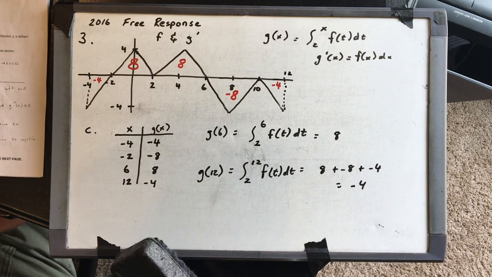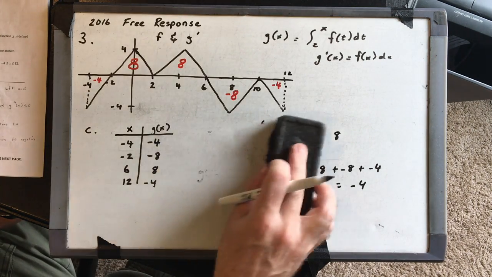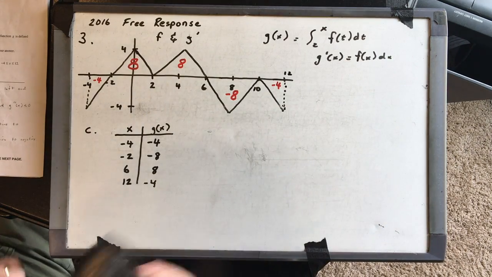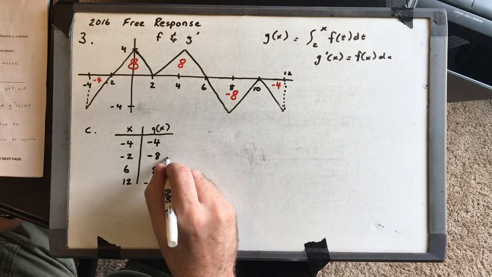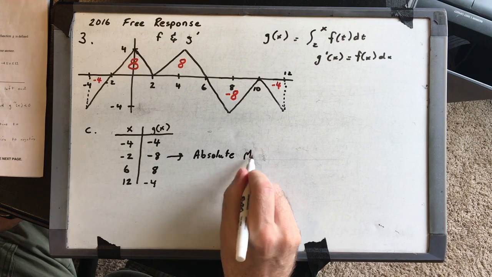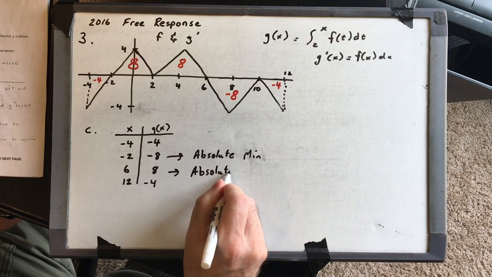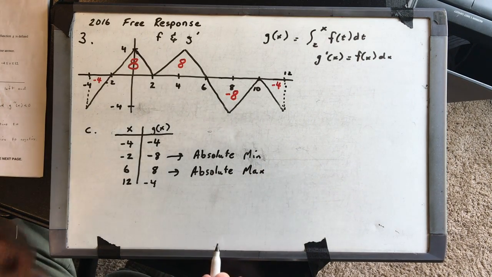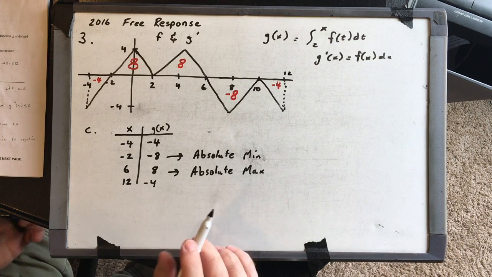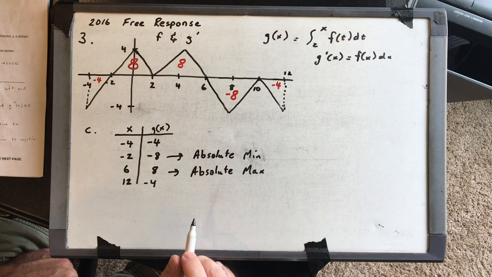Okay, hold on just a second. Pause if you need to, because I need to erase all this. So negative 8 is our absolute minimum. Positive 8 is our absolute maximum. So that answers C, and we did all that work to get there. It takes a lot of time to do that. This is one of those problems where maybe you answer A and B and then you move on and try to come back to it if you can.